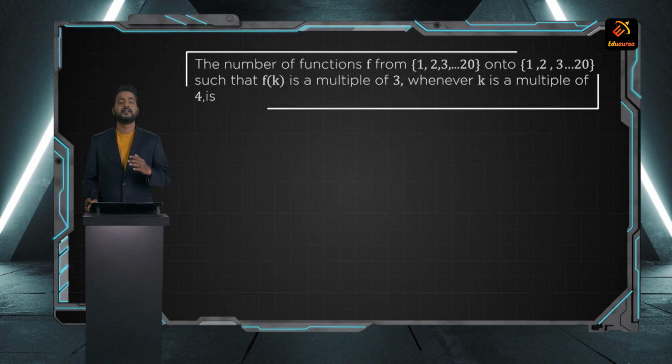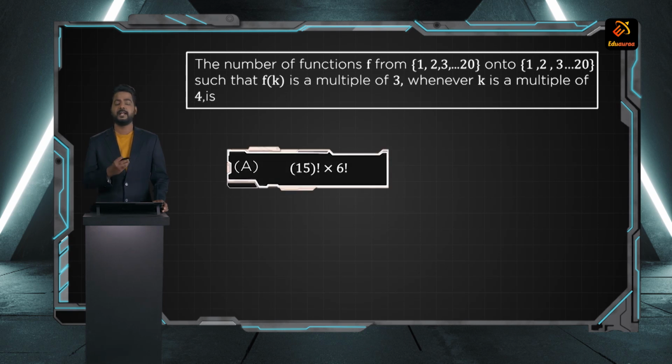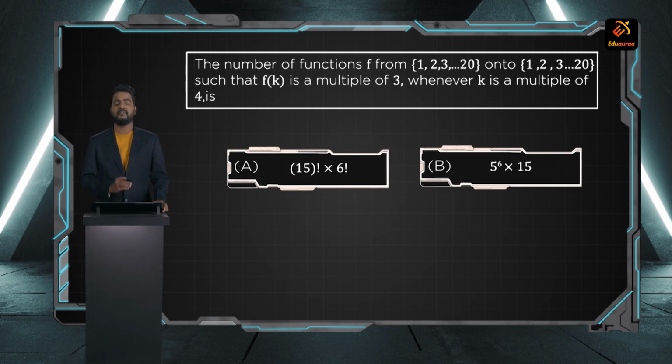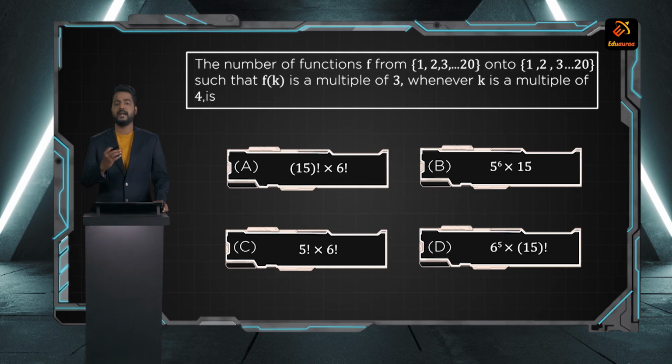The next question is: the number of functions f from {1, 2, 3, ..., 20} onto {1, 2, 3, ..., 20} such that f(k) is a multiple of 3 whenever k is a multiple of 4 is: option A, 15 factorial into 6 factorial; option B, 5^6 into 15; option C, 5 factorial into 6 factorial; option D, 6^5 into 15 factorial. This question came in JEE Main 2019.